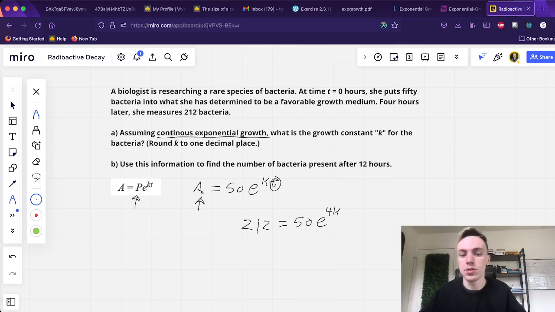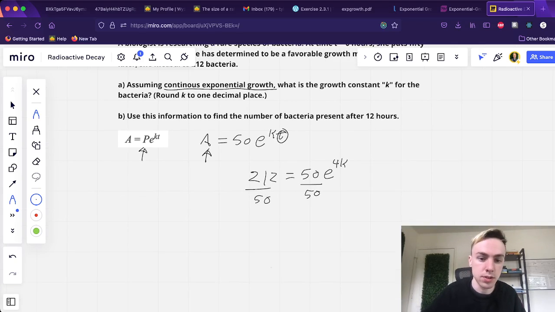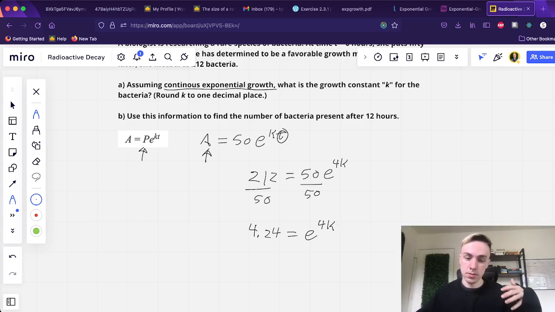Okay, so let's solve. We want to solve for k, so we divide both sides by 50. If you punch this into your calculator, 212 divided by 50 gives us 4.24. So we have 4.24 is equal to e to the 4k. And now the problem is we need to get this k out of the exponent. How do we do that?